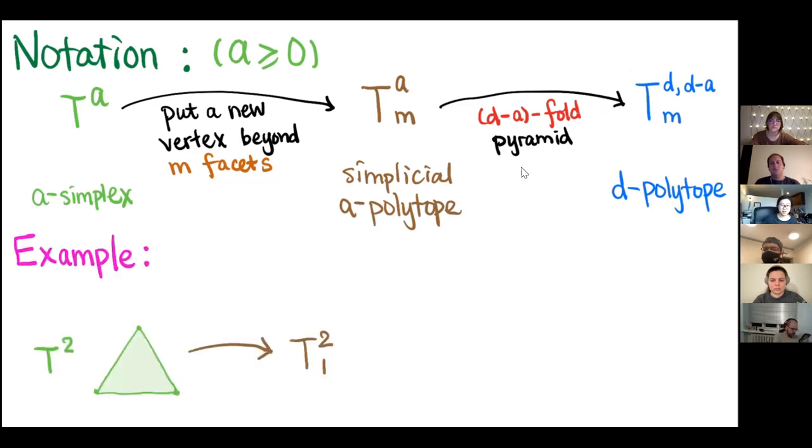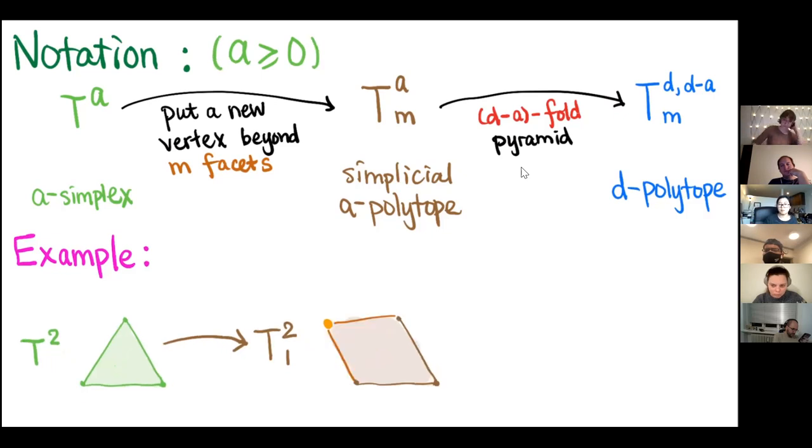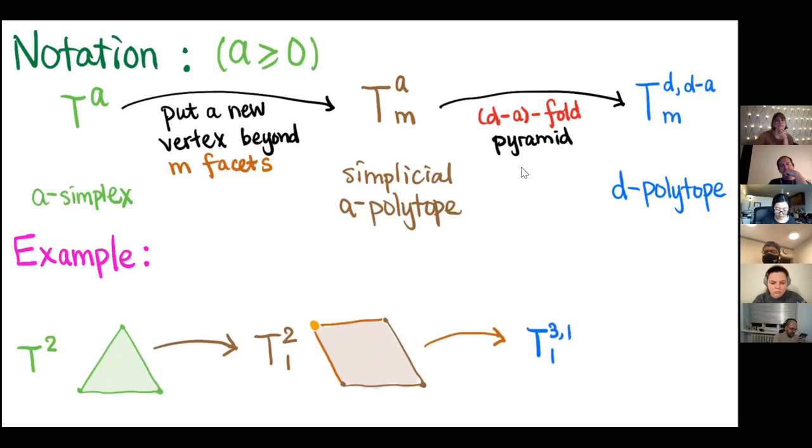Okay, naive example again. Here's a 2-simplex. In order to get T^2_1, we want to add a new vertex beyond exactly 1 facet. So how about this? This orange point can only see 1 facet, couldn't see the other 2. And you add it, so it's now a new convex polygon. And then because I can only draw up to 3D, I can only take a 1-fold pyramid, and that will give us T^3_1 sub 1.